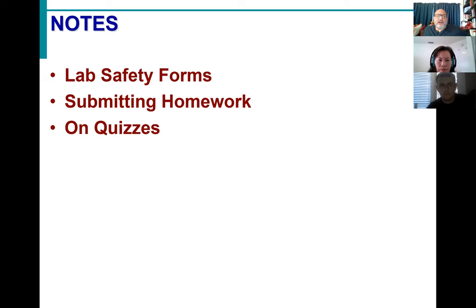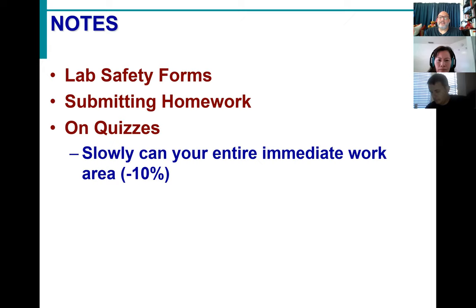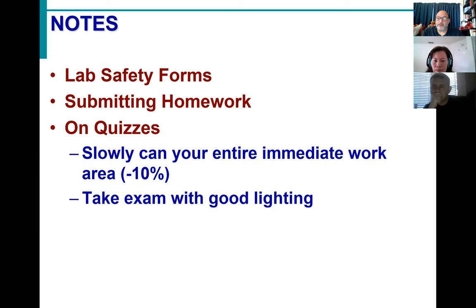There are a couple things, again, I talked about this in the last class, but I know repetition is important. So there are some important things to make sure that you are doing on the quizzes. Again, I want to emphasize it, you need to slowly scan your entire immediate workspace. I want to see down, I want to see your desk, I want to see what's behind your computer, underneath your table, on your desk. I don't care what's in the corner of your room or the poster you have on the wall or your ceiling fan. Those aren't the things that I'm interested in. I have to see your working space to make sure it is clear of all materials, right? And again, if you don't do that, you will lose 10% on a real exam.